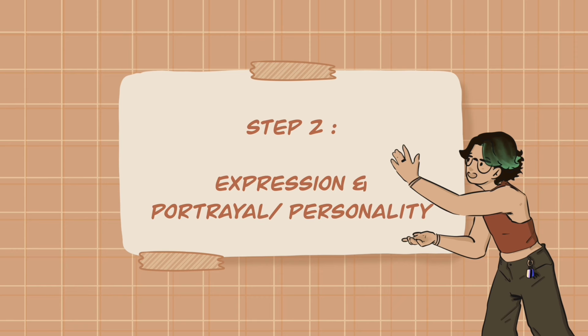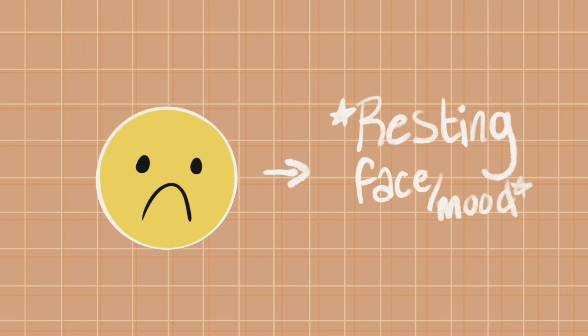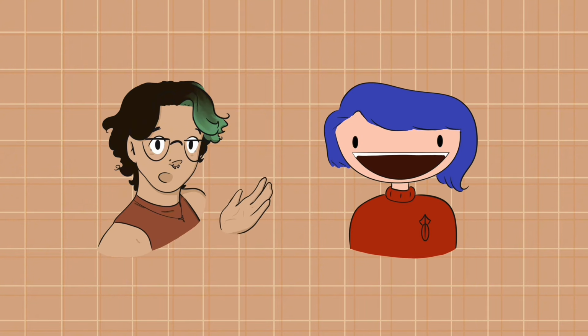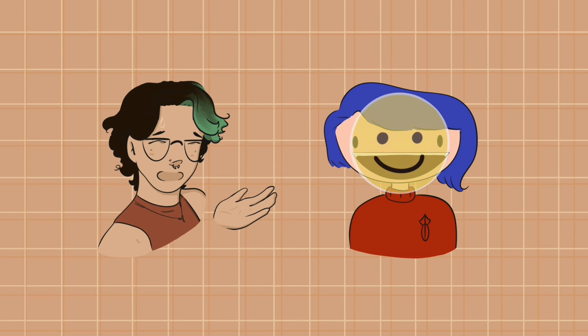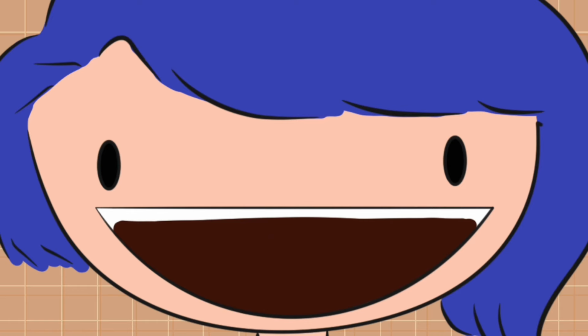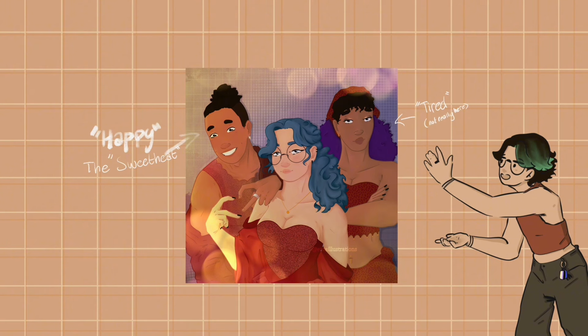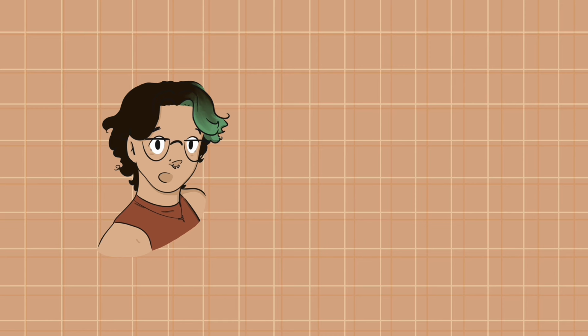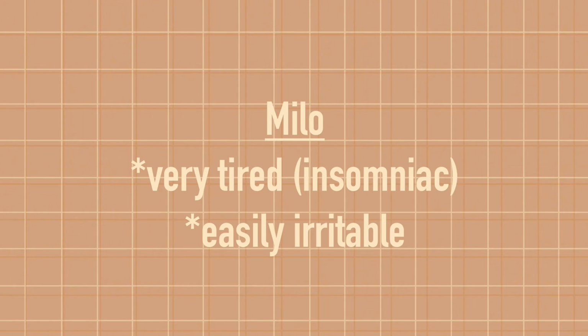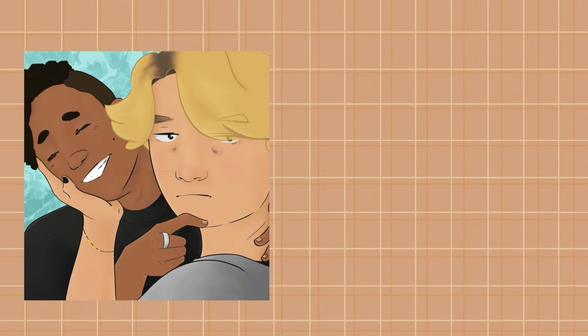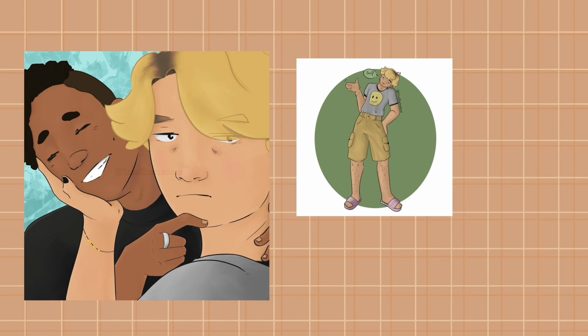Step 2. Expression and portrayal, or personality. Sometimes if I don't know where to start, I'll create something off of a specific emotion or feeling. Obviously, in Benny's original design, she was happy, to say the least. But here are some other OCs boiled down to their most prominent portrayal. This can also help with art block sometimes if you go off of the baseline emotion or expression or feeling you chose. For instance, Milo is always very tired and easily irritable, so he very prominently has RBF and is drawn as such for the most part.